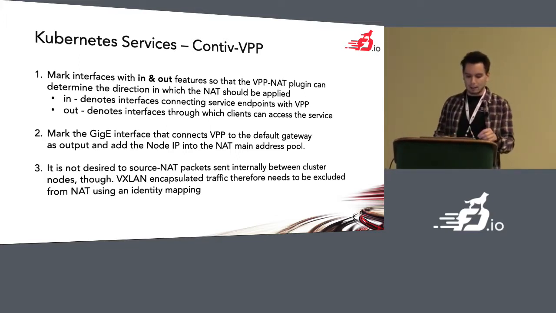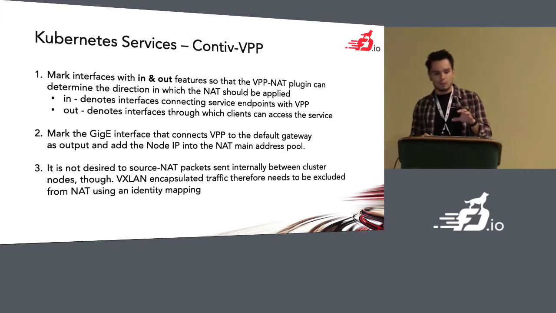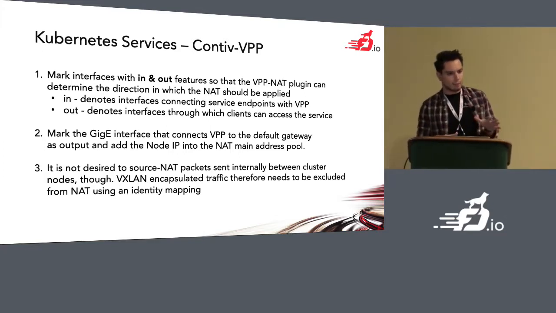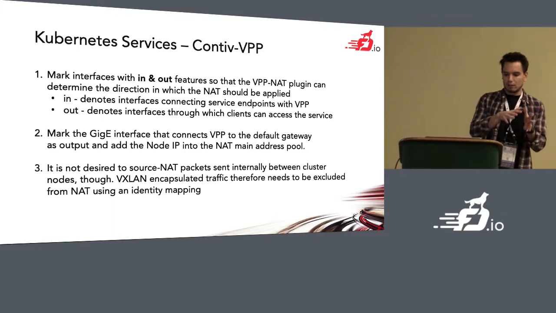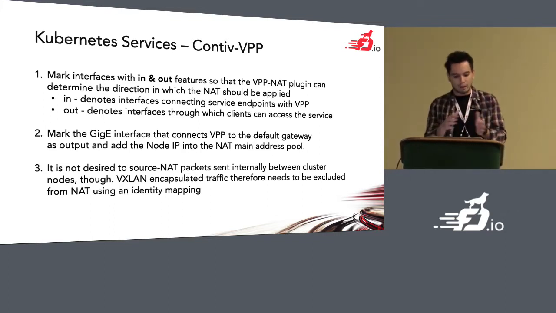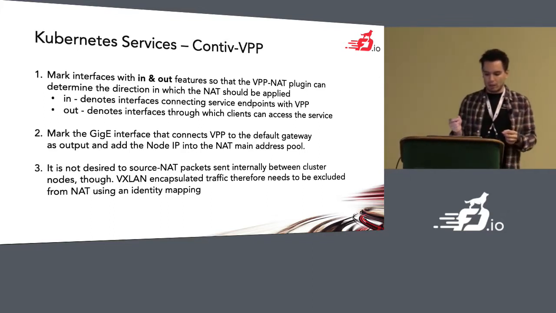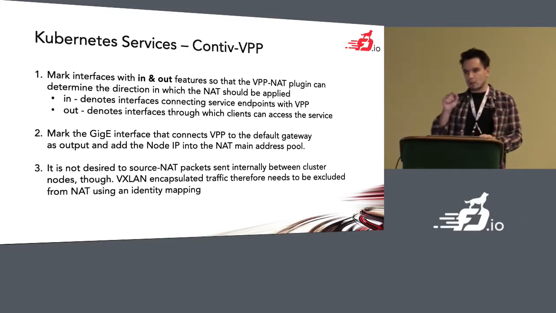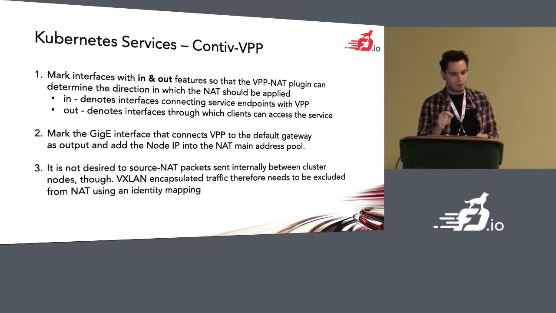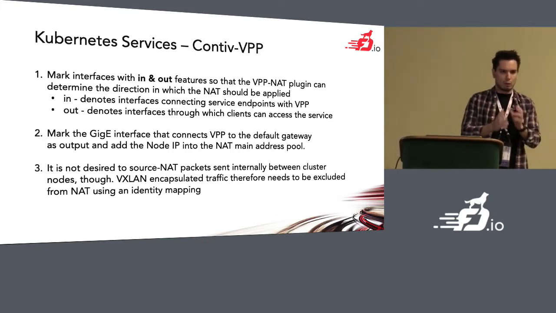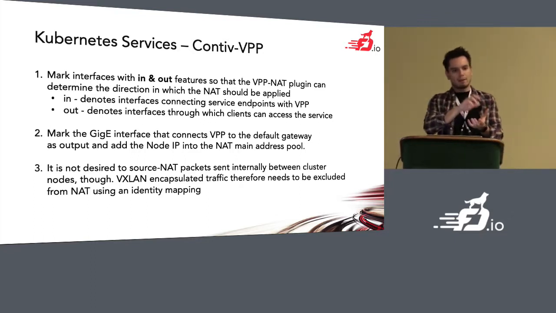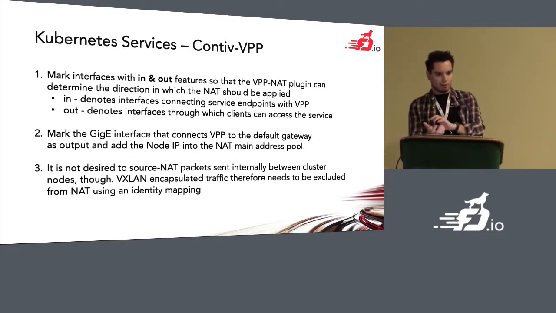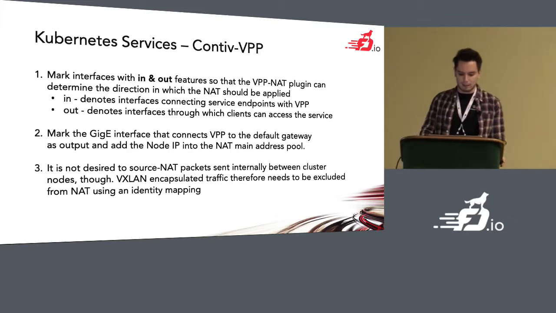And then the last thing is that since we did not desire to source-NAT packets sent internally between nodes through VXLAN encapsulation, we need to exclude them from NAT using an identity mapping. So it's what we did with mapping the same real IP address to itself for the VXLANs.